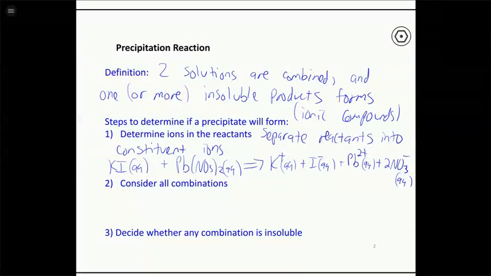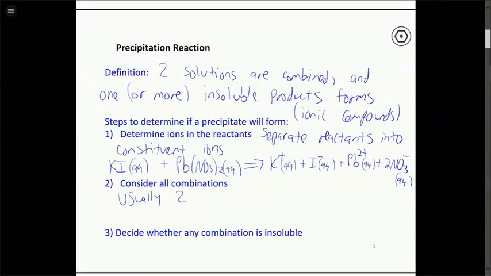So we consider all those possibilities, and then we want to find all possible combinations of the cations and anions with each other. So we swap the cations and the anions. So K+, which this cation started out paired with I-, and now we're going to pair it with the other anion, which is NO3-. So usually when we consider all these combinations, you're going to have two possible products where we're just going to swap the cations and the anions.